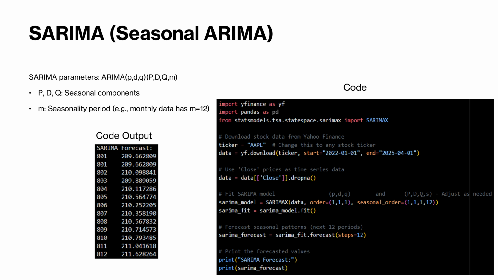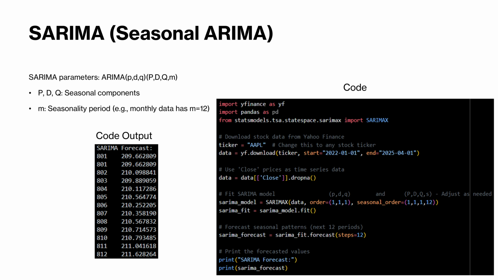On the slide's code example, the workflow begins by pulling historical closing prices for a given stock and cleaning the series to remove any gaps. The SARIMAX function is then called with both sets of orders, one for the regular ARIMA components and one for the seasonal cycle, so the model learns both the underlying trend and the repeating seasonal behavior.